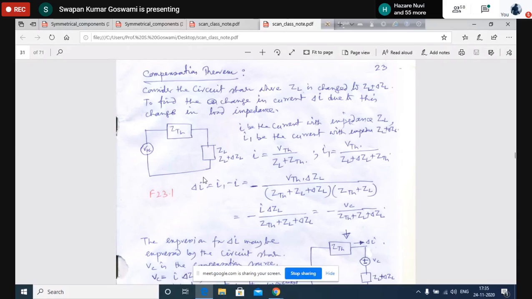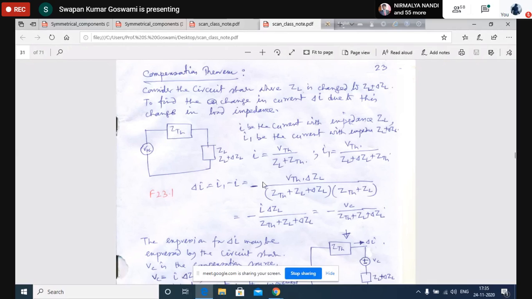Change in current is delta I. Initially it was I, it became I1. So the change in current from the initial to the final circuit is I1 minus I. What is the value? That means this current minus this current. This may be found out to be this impedance multiplied by this impedance, then ZL plus delta ZL plus Z Thevenin minus ZL minus Z Thevenin. So ultimately this is minus V Thevenin delta ZL by this impedance. I can find out this current minus this current, and that comes out to be this. Delta I equal to this one.